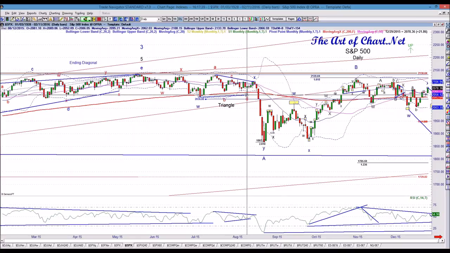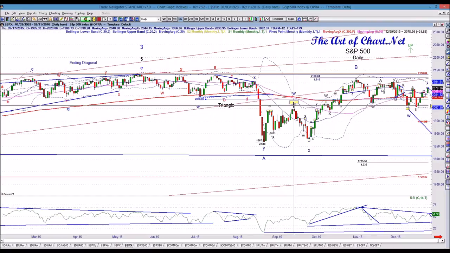Typically on a triangle, what I do is I draw it out, and then you get the back test. Very often the back test comes all the way back to the bottom of the triangle. This one did not quite get that far. I would say the W here is the back test. Commodities back test better than indexes.